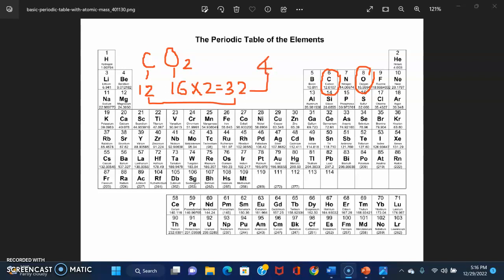Now remember, atomic mass unit is Dalton. So that's why this molecular weight, since we use atomic mass to figure it out, at the end the unit will be 44 Dalton, or AMU, whatever you want to use. Okay, so pretty straightforward. That's how you figure out molecular weight.